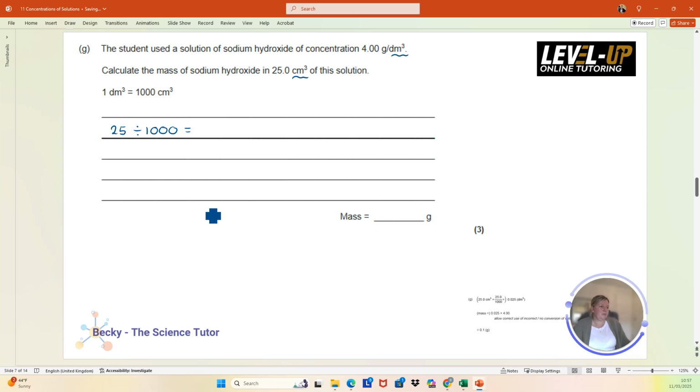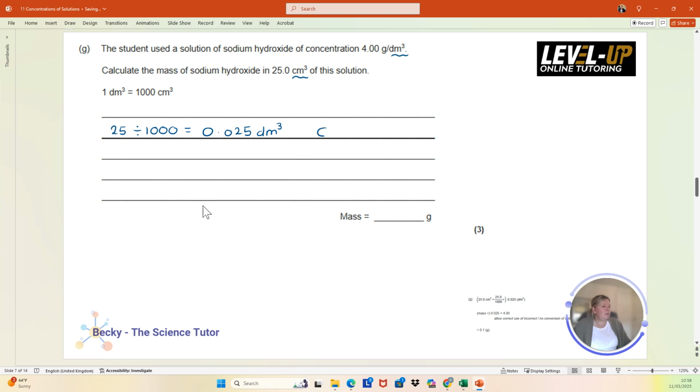Divide by 1,000 gives me 0.025. Trying to use my mental maths. Guys, don't use your mental maths. Use a calculator, so you don't end up losing those marks. So there's my decimeters cubed.